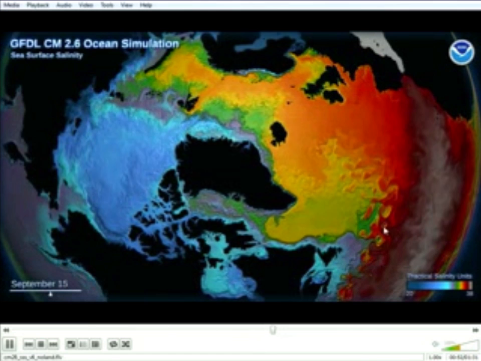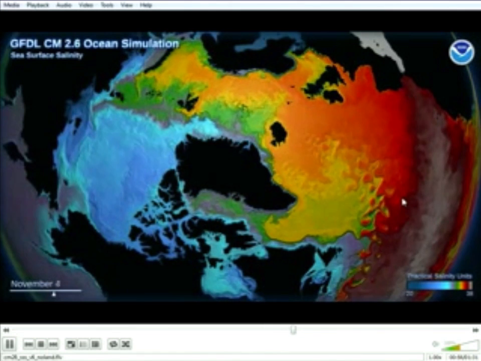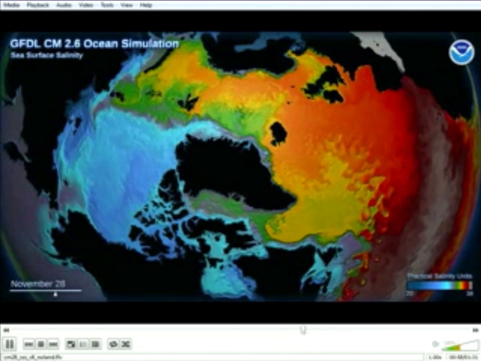Obviously this is the northern extension of the Gulf Stream coming up around Greenland into the Arctic.